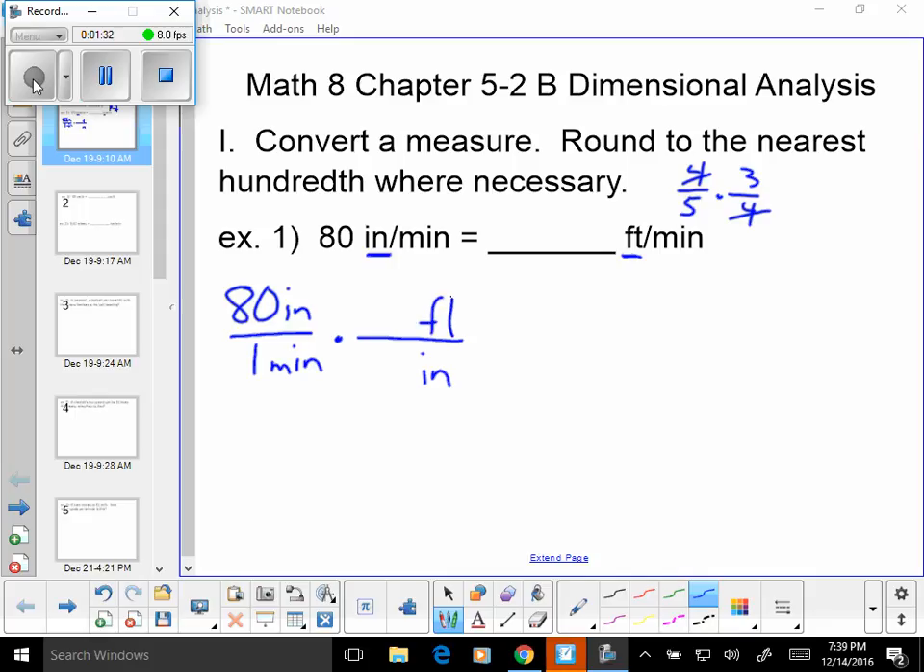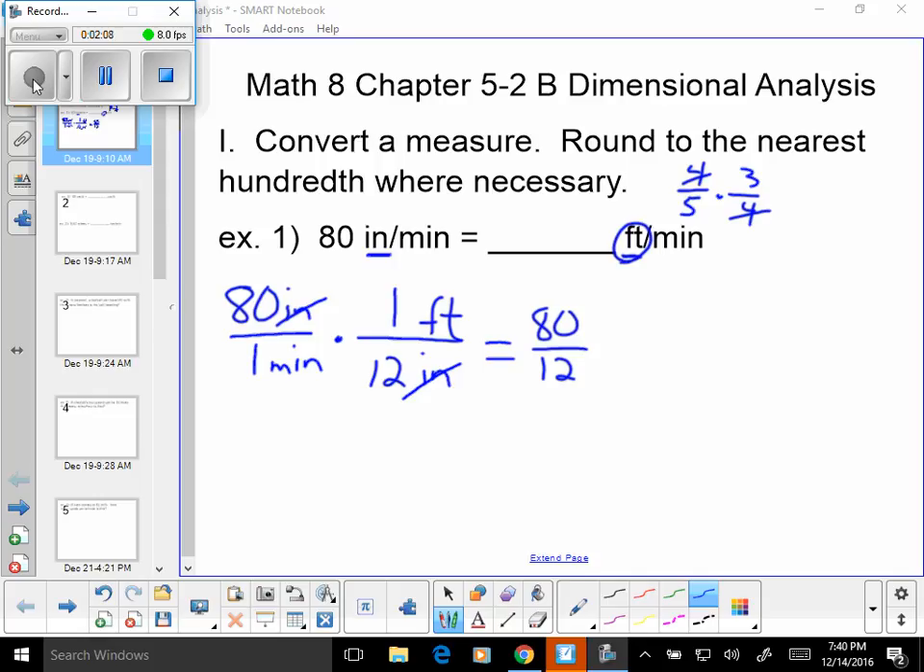That way it will cancel. And I know that I have a conversion factor between feet and inches. 1 foot is 12 inches. This inch will actually cancel with that inch. I'm at the foot that I need. And my bottom label is already minutes. So I really don't have to multiply by anything else. Now I can multiply 80 times 1 to get 80 and 1 times 12 to get 12.